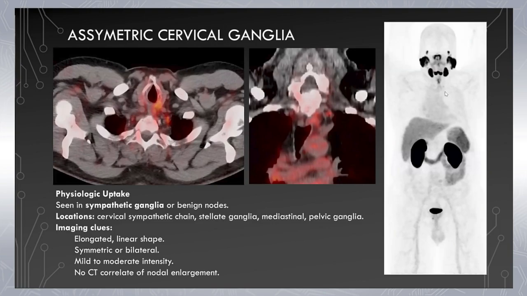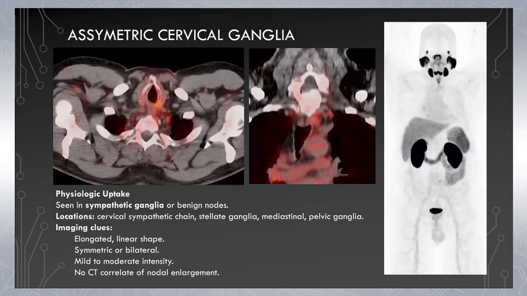But if we look closely, we see that there's paired low-level uptake within the upper thorax, left slightly greater than right. So let's interrogate the fused image more closely. Axial and coronal images, and we see that there's paired uptake within the upper cervical region, left greater than right. This is not disease.